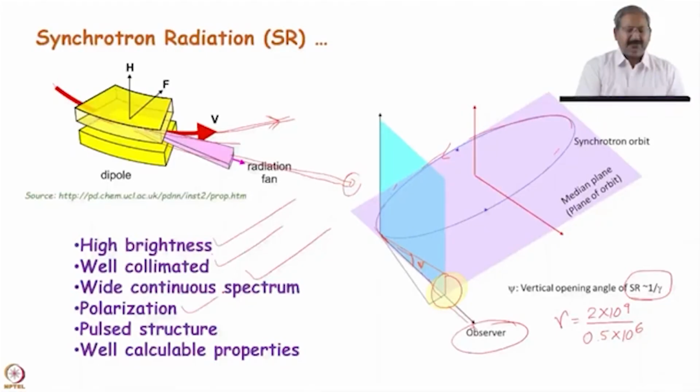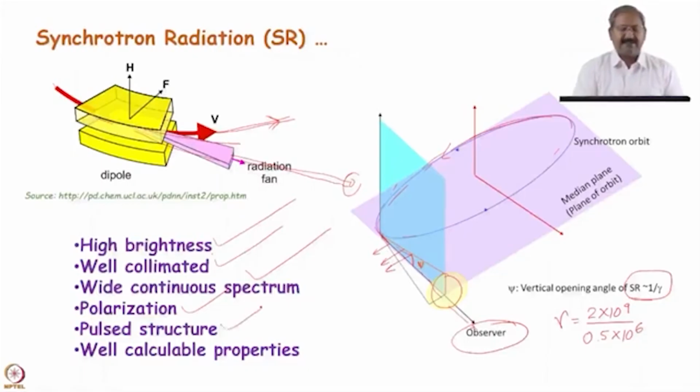It is also polarized light. Polarized light means when the electron rotates in this plane and radiates, the electric field also lies in this plane. So this is a plane polarized light. So if any experimentalist wants a definite polarization, that is there.